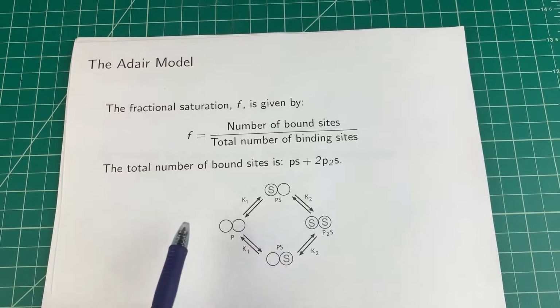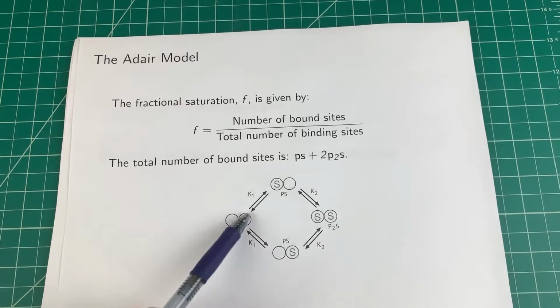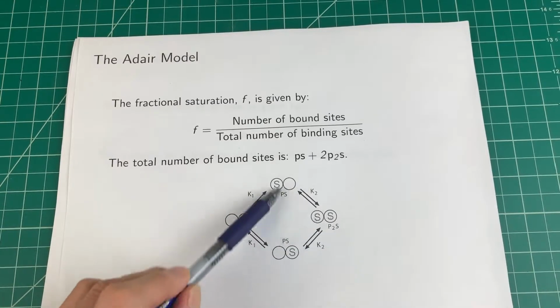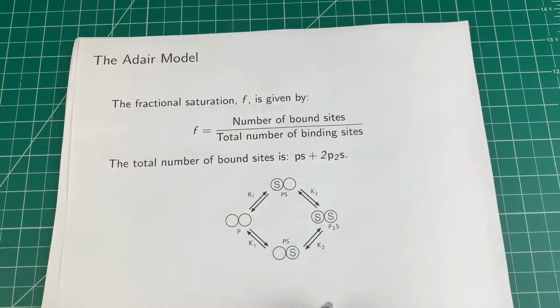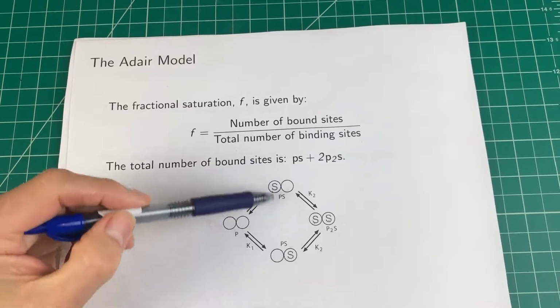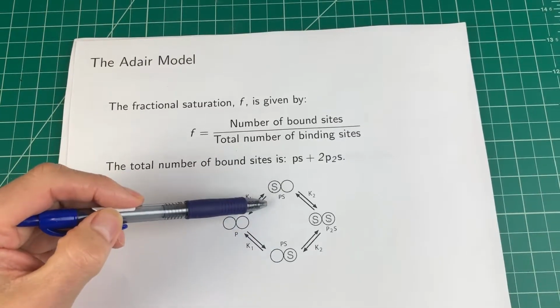Now, for the dimer, this is a diagram of the dimer. We have here the dimer which has no ligands bound to it, and over here we have both ligands bound to it, and then in between we have 1 ligand bound to it, either on the left or the right-hand binding site. Now, as we talked about in the previous video, you can't actually distinguish between these 2 states. They're indistinguishable, and so the only thing we can actually measure is the total.